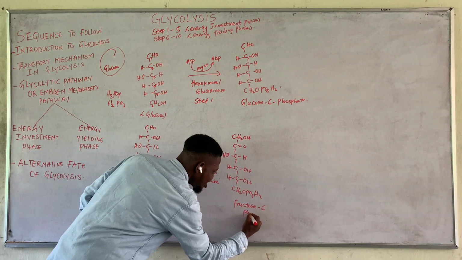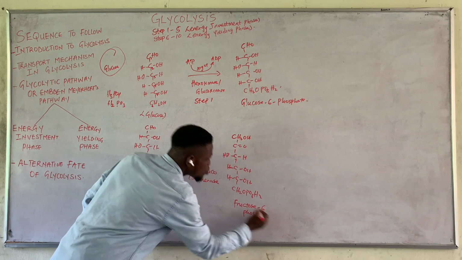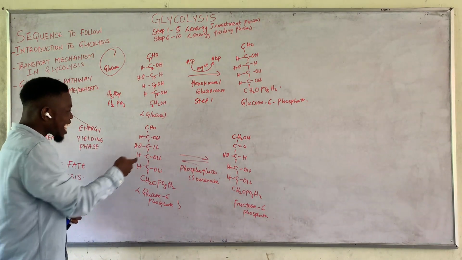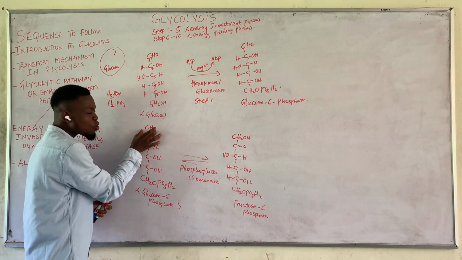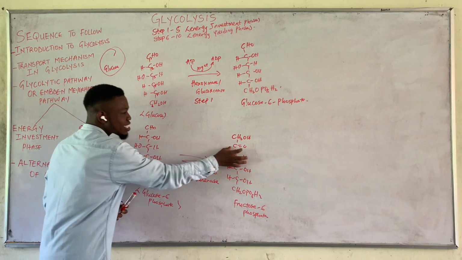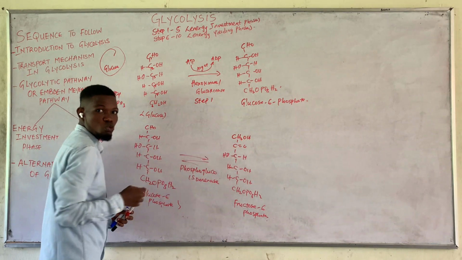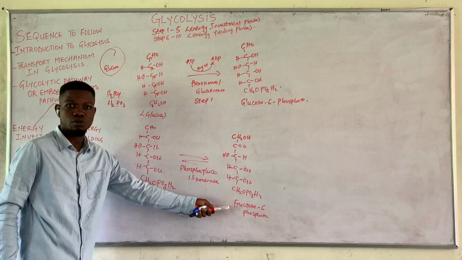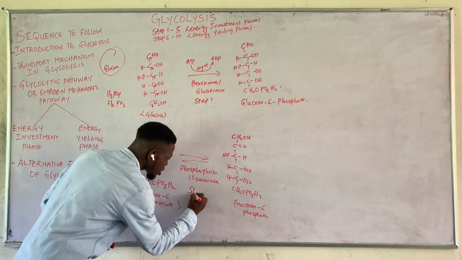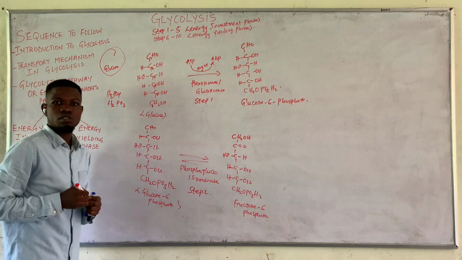Fructose 6-phosphate. You get my point now? So it catalyzes the change of this functional group. In glucose, the functional group is aldehyde. So the aldehyde is converted to ketone, which is at carbon 2, causing the glucose 6-phosphate to be converted to fructose 6-phosphate. So that's about step 2. Now let's continue.